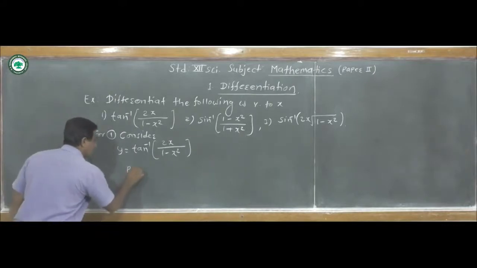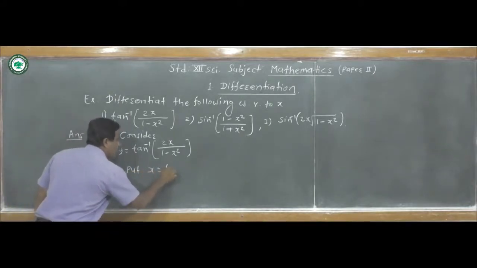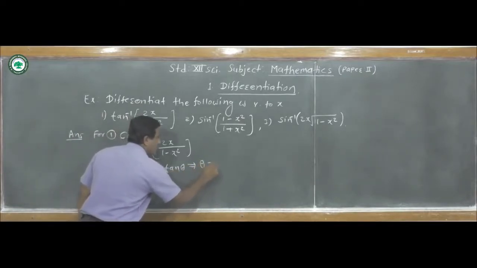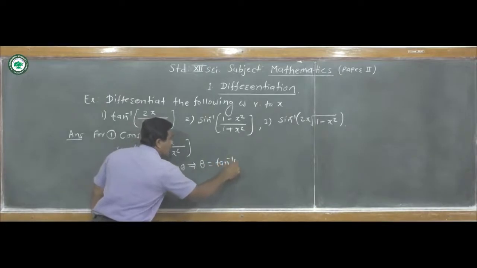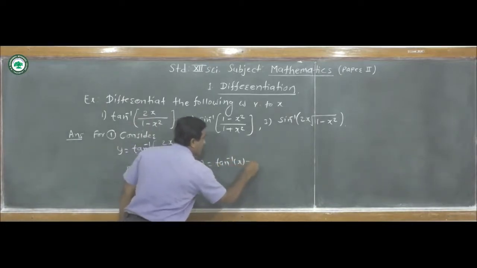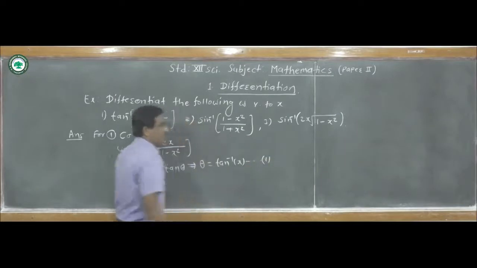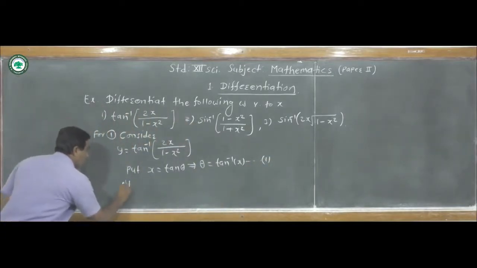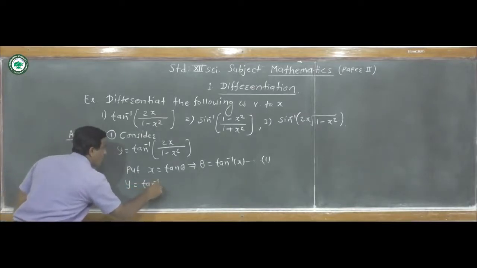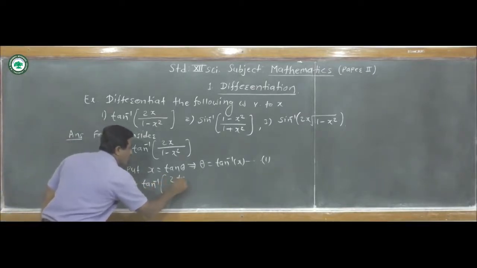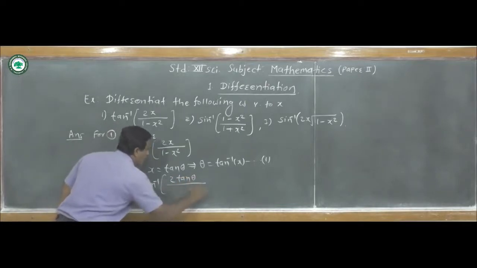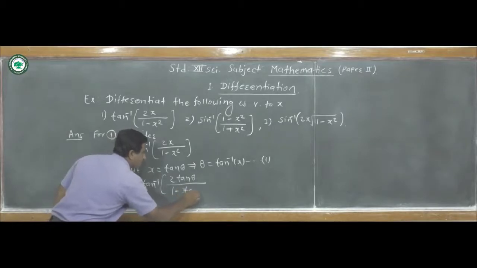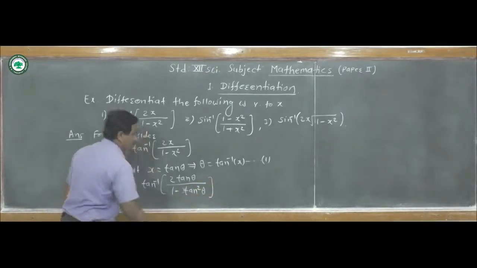Put x is equal to tan theta. This implies that theta is equal to tan inverse of x. So this is equation number first. Now y is equal to tan inverse of 2 into tan theta upon 1 minus tan square theta.